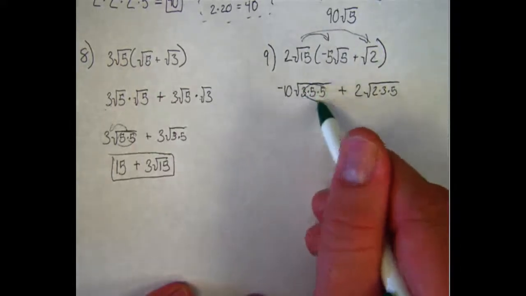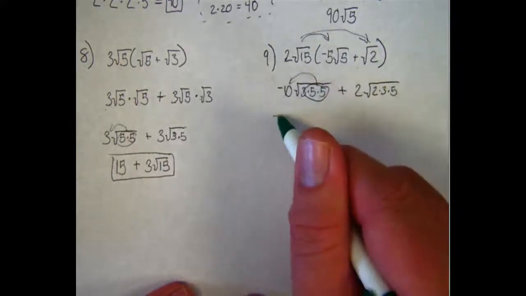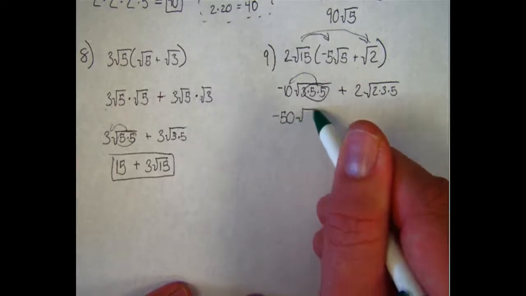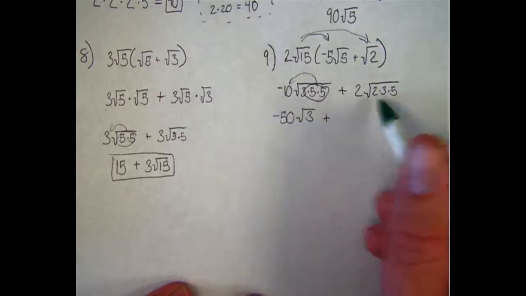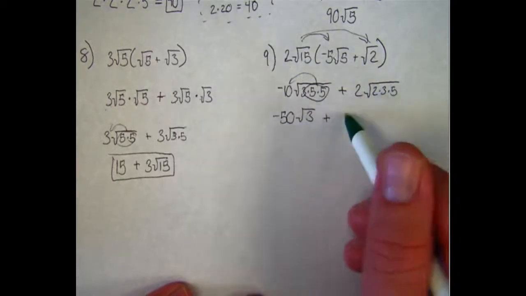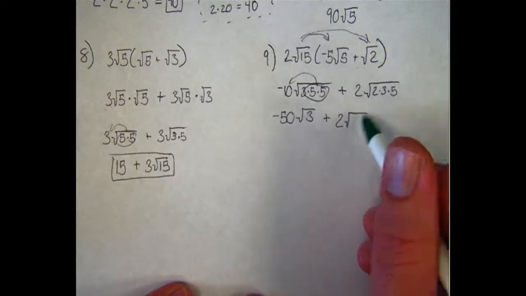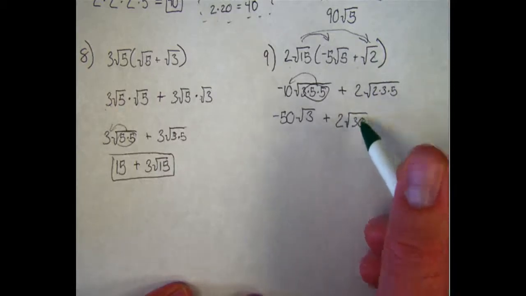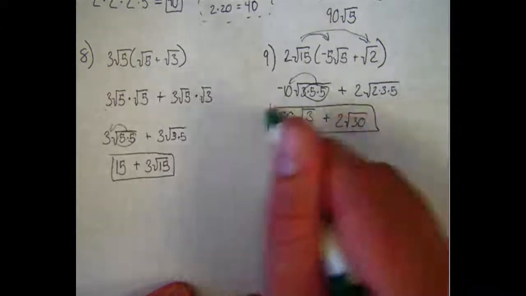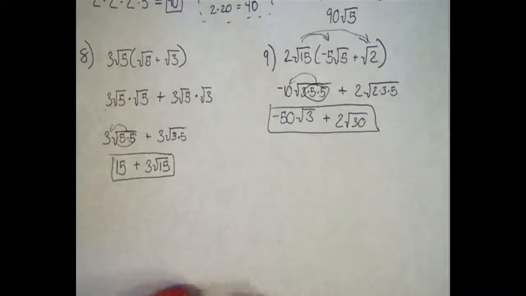This one can be simplified a bit. I can bring this 5 to the outside, and so I would get negative 50 root 3 plus, here there's nothing that can be brought to the outside, so it's plus 2 times the square root of 30, and now we have ourselves a simplified problem.